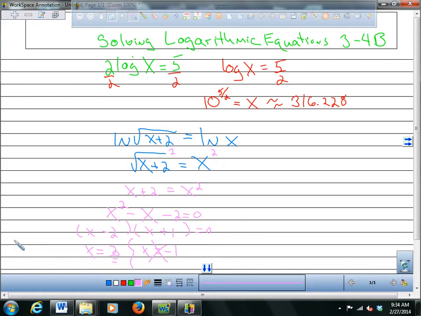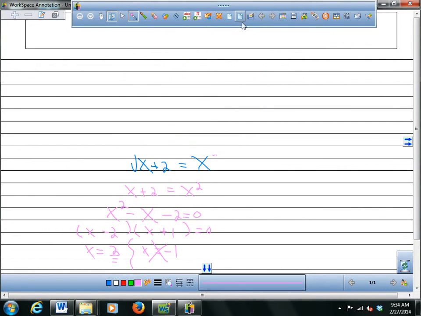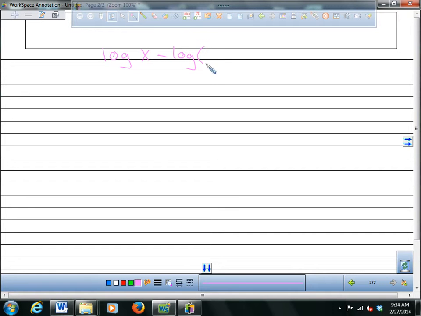What if you see something like this? Next page. What if I had something like log of x minus log of x minus 3 equals 1? These are just kind of fun little log problems, I guess. Who thinks they could tell me what to do with that one?